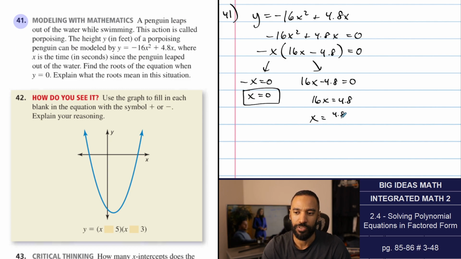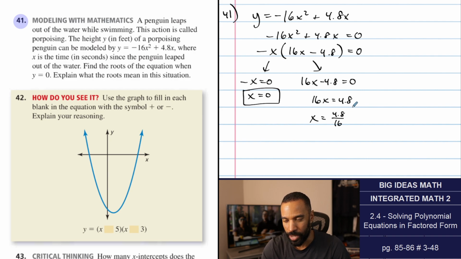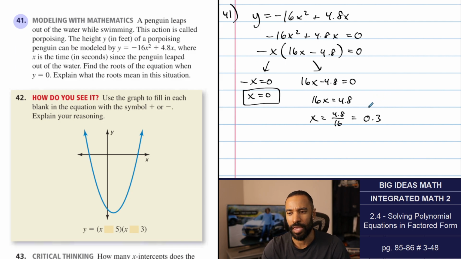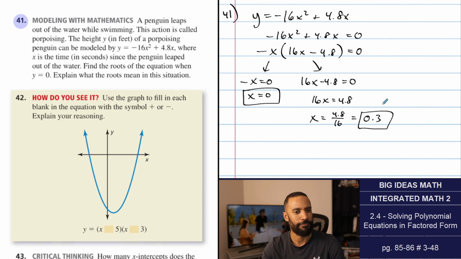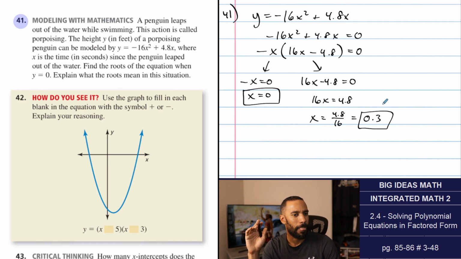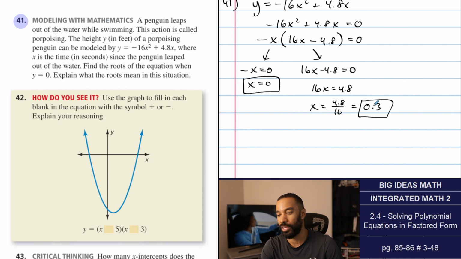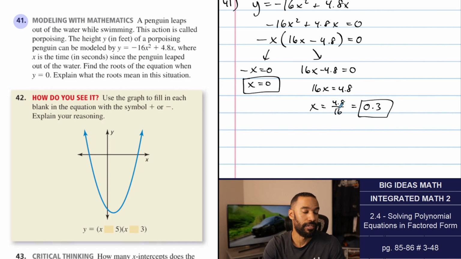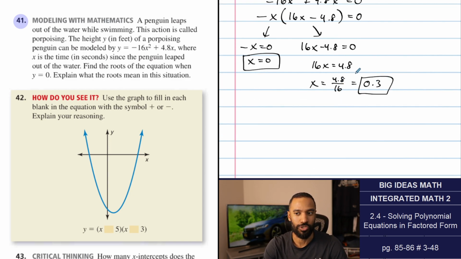And I get 4.8 over 16. Now, 48 over 16 is 3. So 4.8 over 16 must be 0.3. I guess it's right, but that seems really fast. I guess penguins don't really porpoise for very long. It's less than 1. I mean, it's less than 1, but that's super fast.